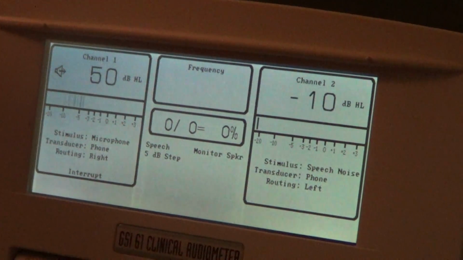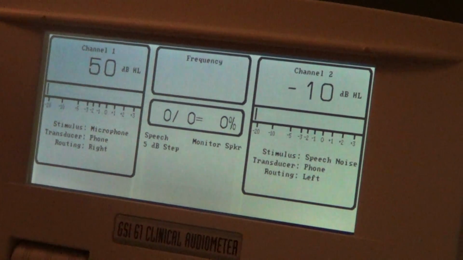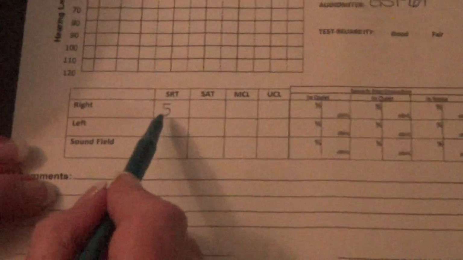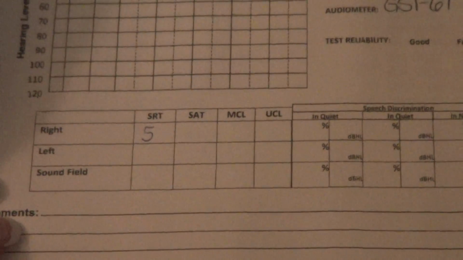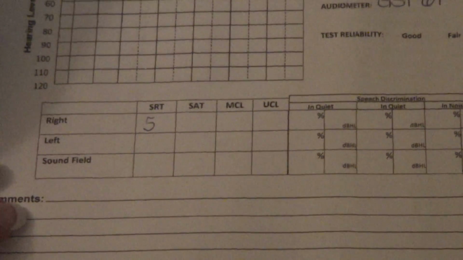Okay, you can just relax for a minute. Okay, so her threshold then in her right ear was 5 dBHL. So I marked this on the audiogram in the appropriate spot. We look back to our PTA, and we are right on. So far we know our testing is very reliable.